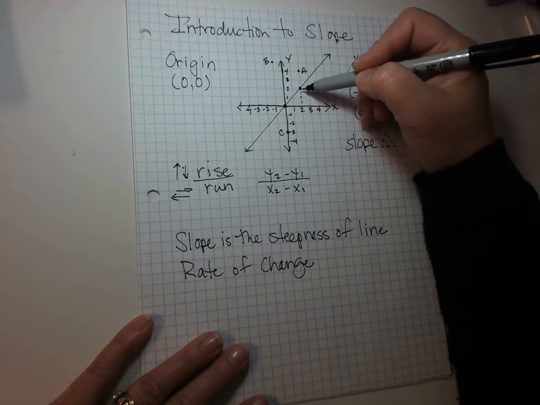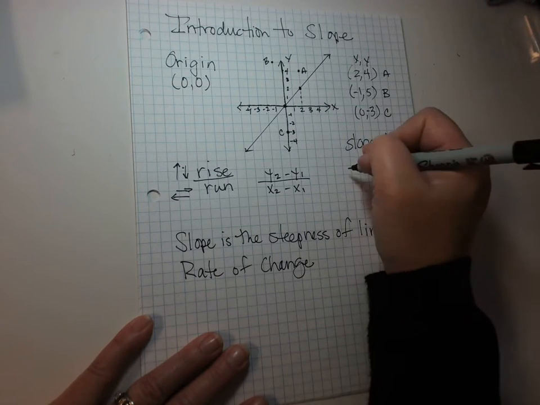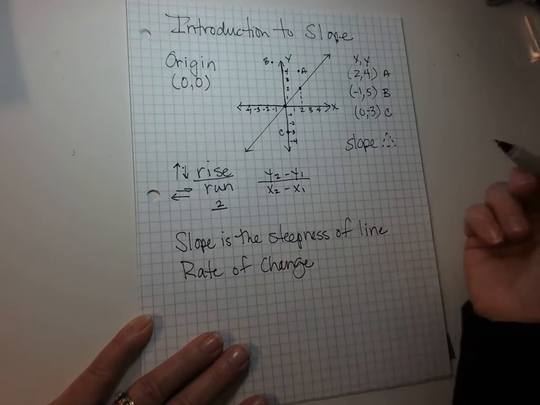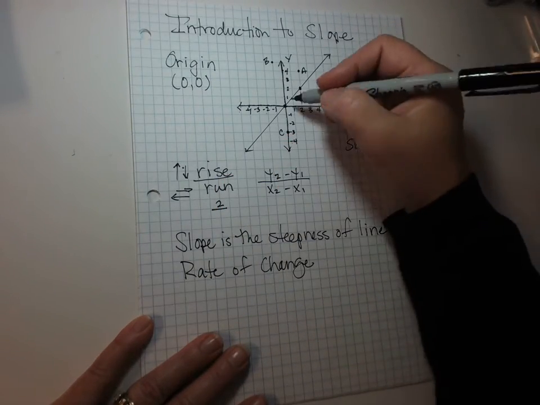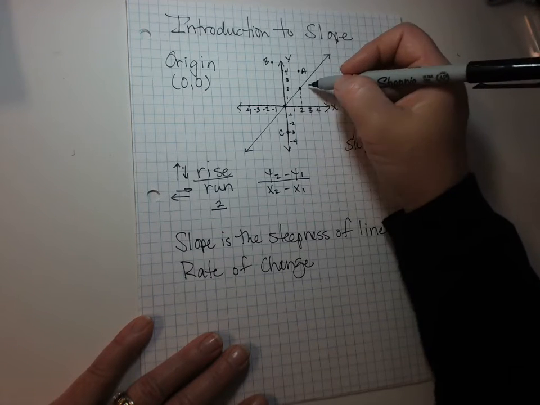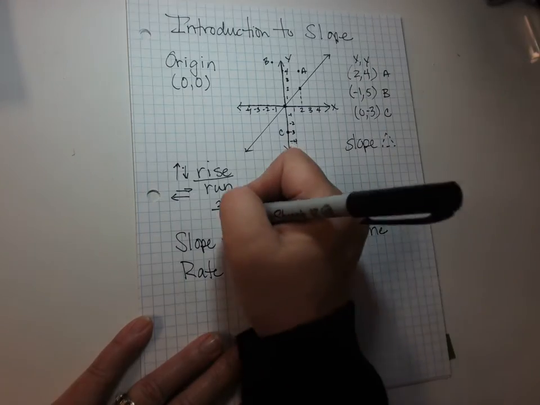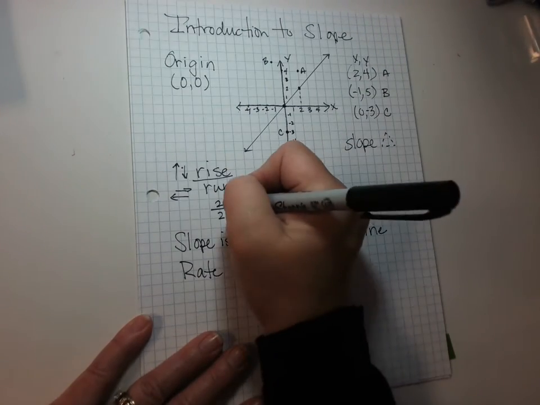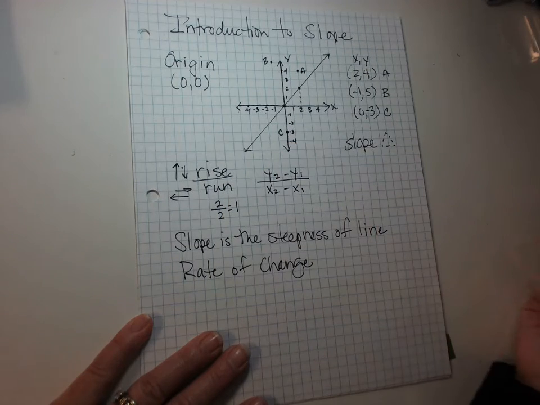So I'm going to look at how far this goes up. It goes up 1, 2. So the rise is going to be 2. I'm going to do it right here because I want to use this as my example with rise over run. The rise was 2, and the run to get there is 1, 2, so it was 2 also. Now 2 over 2 we know is the same thing as 1.